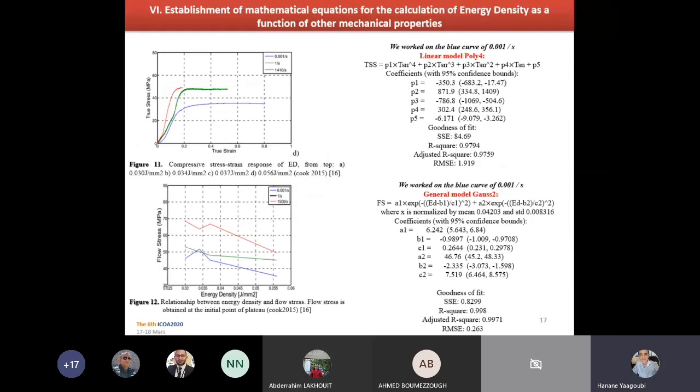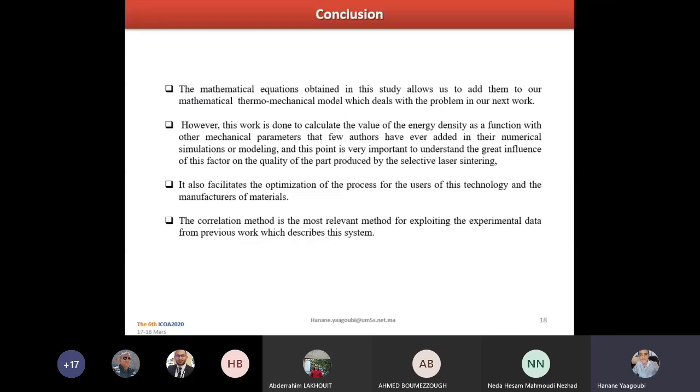So here we have found other works of Cook in 2015. Figure 11 shows the comprehensive strain-stress response of energy density, and Figure 12 shows the relationship between energy density and flow stress. We have used two methods, a linear model and a general model, and we have found similar results, approximately.